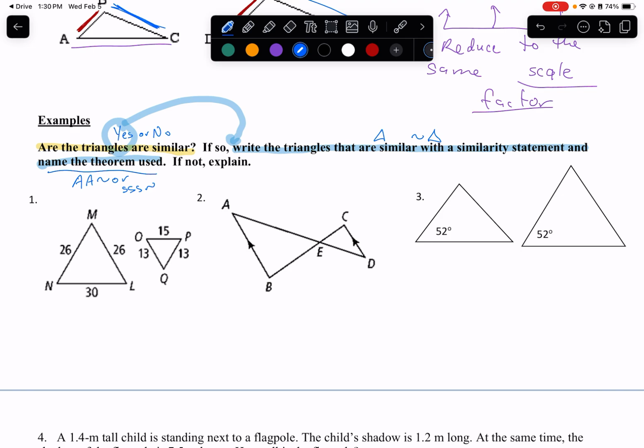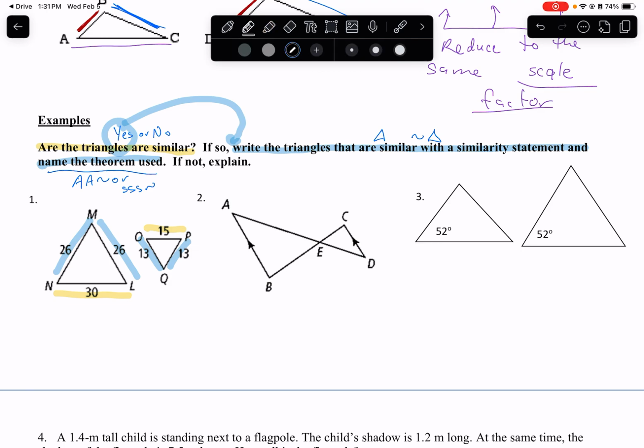So the first thing I notice on number 1 is that we're given sides. We are told that MN has a length of 26, ML has a length of 26, and that NL has a length of 30. We're also told that OQ has a length of 13, PQ has a length of 13, and that OP has a length of 15. So because we're given sides, we should check side, side, side.